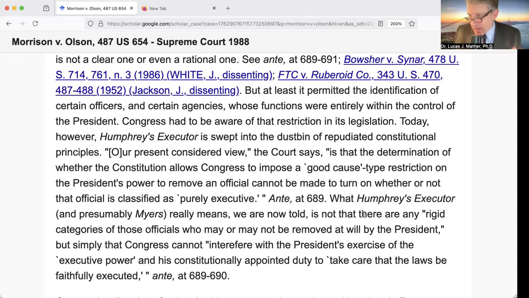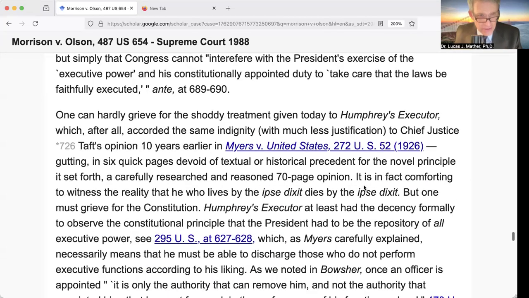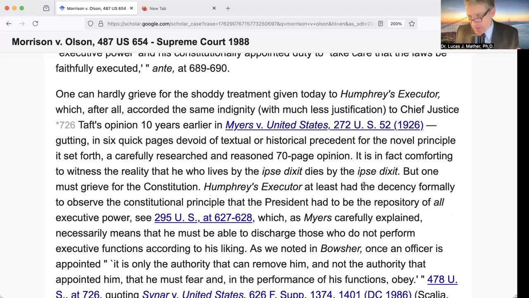What Humphrey's Executor and presumably Myers really means, we are now told, is not that there are any rigid categories of those officials who may or may not be removed at will by the president, but simply that Congress cannot interfere with the president's exercise of the executive power and his constitutionally appointed duty to take care that the laws be faithfully executed. One can hardly grieve for the shoddy treatment given today to Humphrey's Executor. This is an interesting line of argument here. He's defending a precedent that he just called irrational.